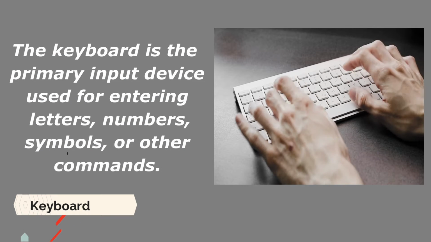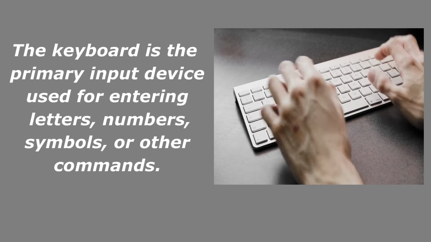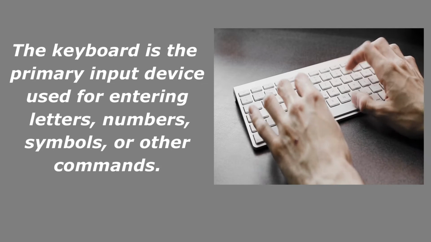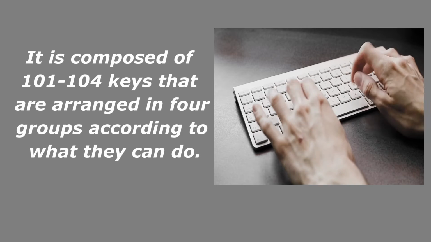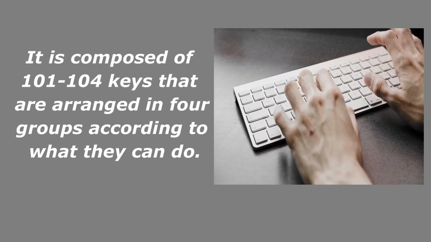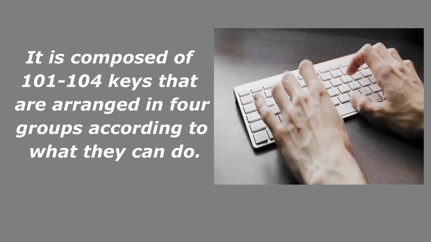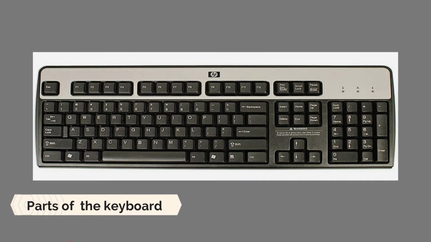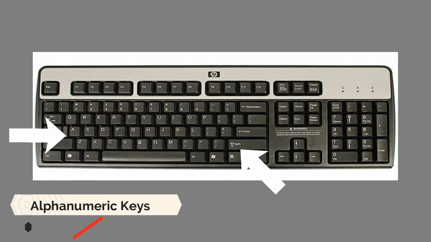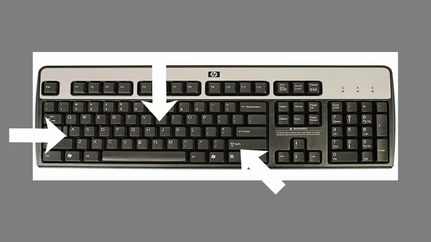The keyboard is the primary input device used for entering letters, numbers, symbols, or other commands. It is composed of 101 to 104 keys that are arranged in four groups according to what they can do. Alphanumeric keys is the biggest part of the keyboard. It is composed of alphabets, numbers, and other keys that we frequently use.